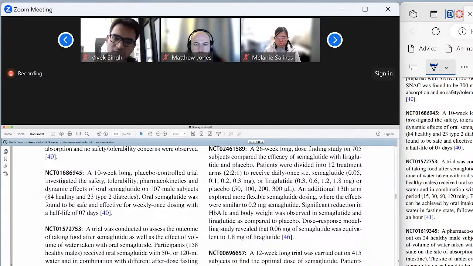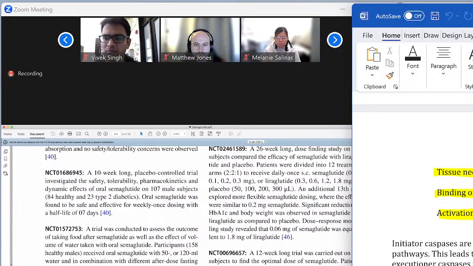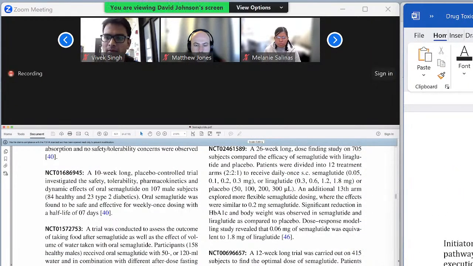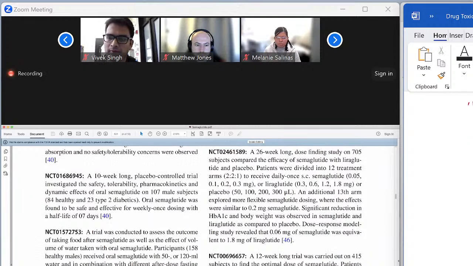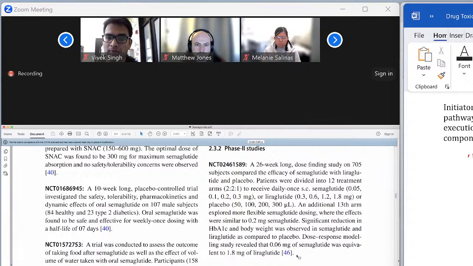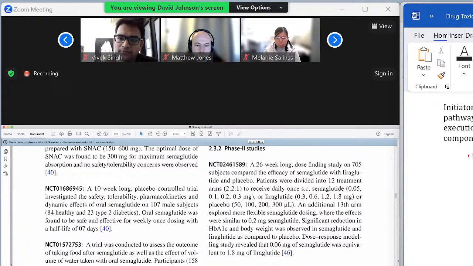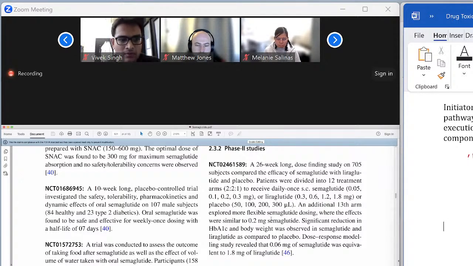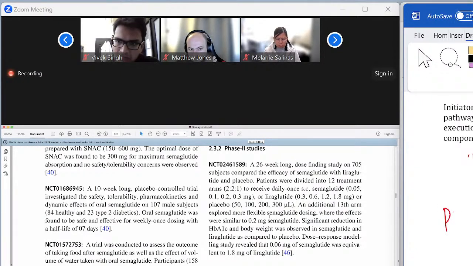Have you guys had a chance to take a course in drug design? Not yet. Why do you think there needs to be so many subjects? Have you all had a chance to take a course in statistics? Yeah. And there's something called power in statistics, where you have to have a certain number of test subjects to rule out type 1 errors and type 2 errors.